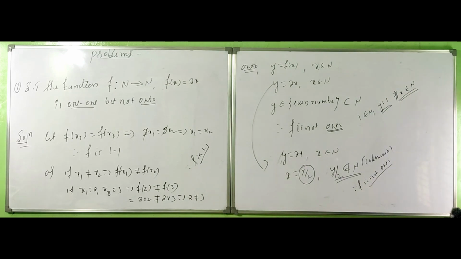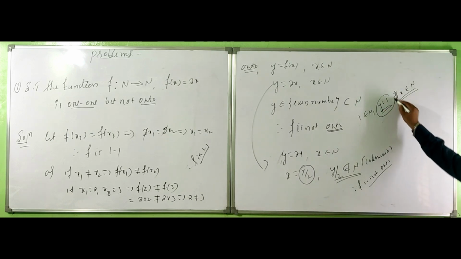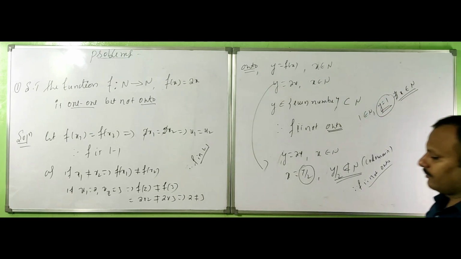Okay sir, if 1 belongs to N and y is equal to 1, there does not exist x such that, there is no element x such that x belongs to N, right? To get the, means you have to get the value y of 1. Okay.